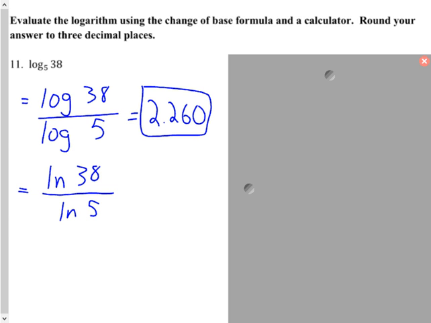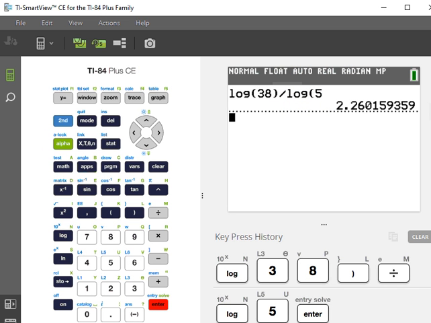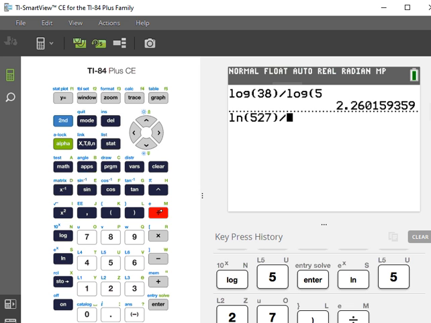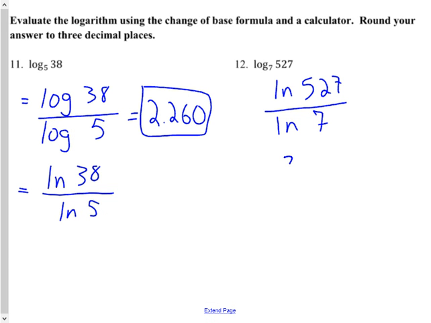And then on the next one, we'll use the ln button. Log base 7 of 527. So this we could say ln of 527 over ln of 7. So ln 527 divided by ln of 7. Don't forget to close your brackets on the logs. 3.2207, so 3.221.